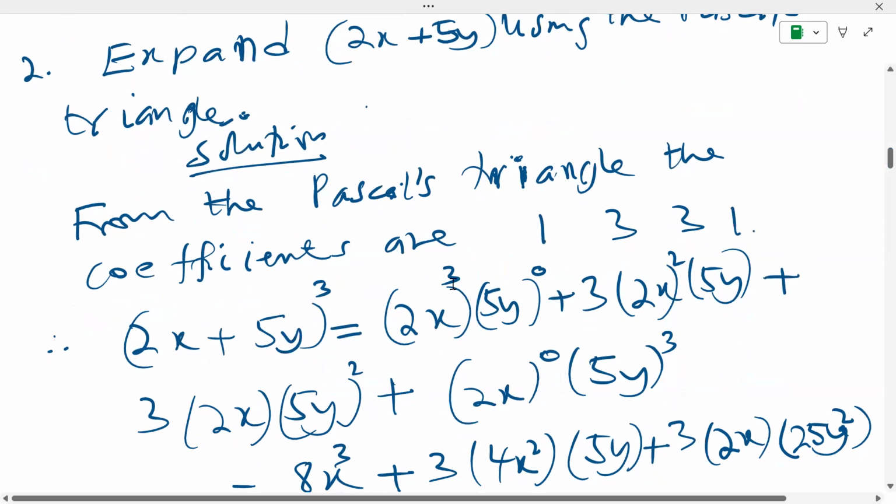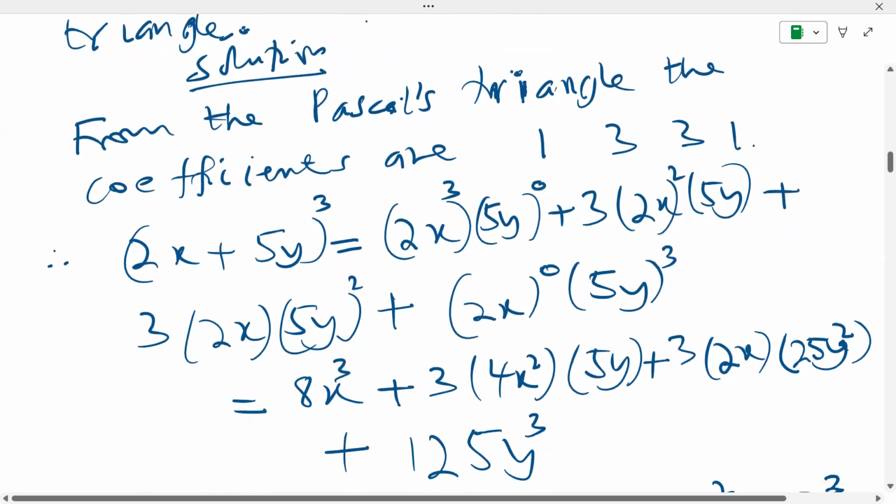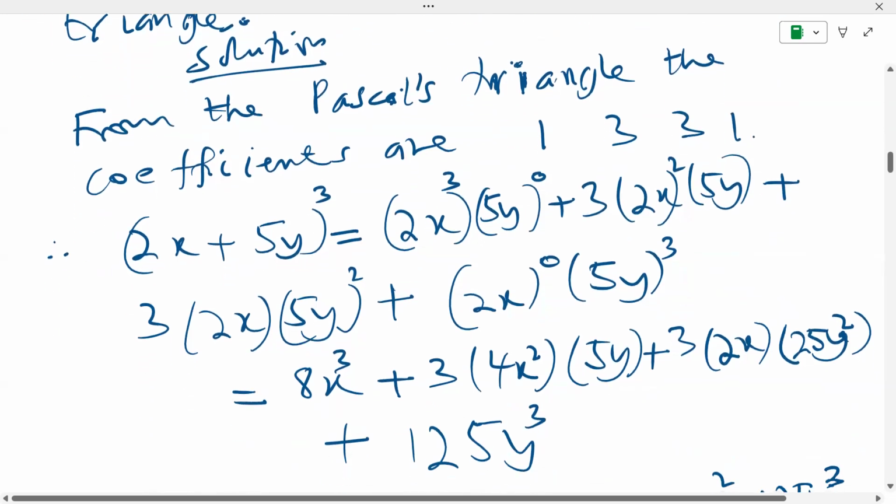So 2x all raised to the power 3 times 5y raised to the power 0. The coefficient here is 1. The coefficient here is 3, then 2x all raised to the power 2, 5y raised to the power 1, plus 3, 2 times 2x times 5y raised to the power 2, plus 2x raised to the power 0, and then times 5y raised to the power 3. So we take our time and simplify each of them.